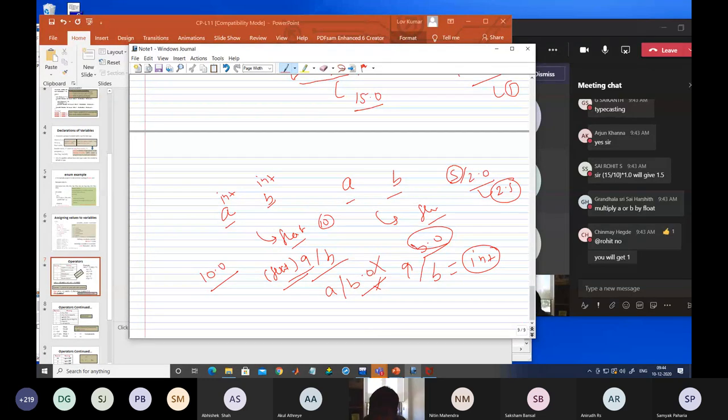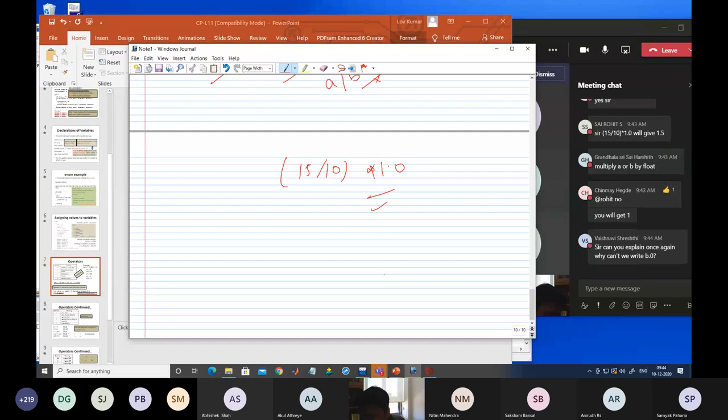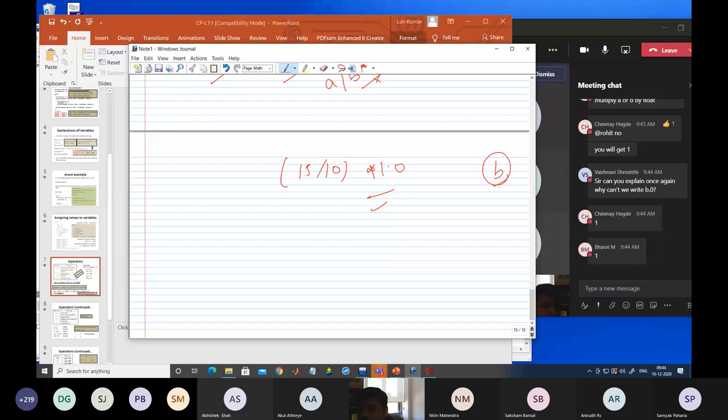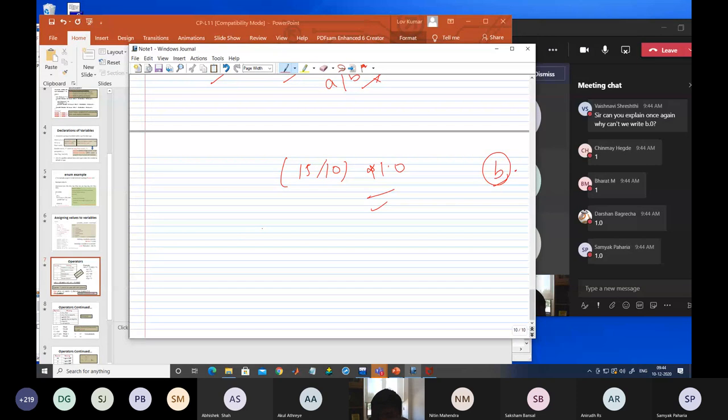Okay. Now we are getting one question. What is the output we'll get? One student is asking about 15 divided by 10 into 1.0. What is the output we'll get? Anyone? We cannot write B.0 because B is a variable name. There is no operator called dot.